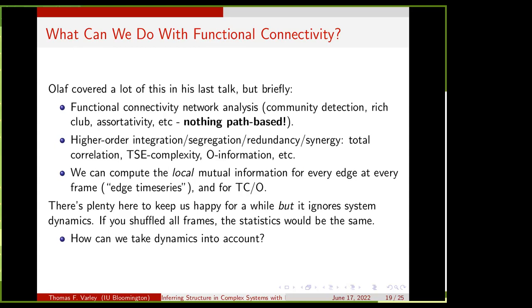There's also all of this higher order integration, segregation, redundancy, synergy work that we've been doing. Michael, I think you saw on Twitter, we just had a preprint the day before yesterday, looking at things like TSE complexity, O information, total correlation. So this is at the top of our brains right now, and it would be pretty easy to look into. I feel 30 years younger doing this work again.